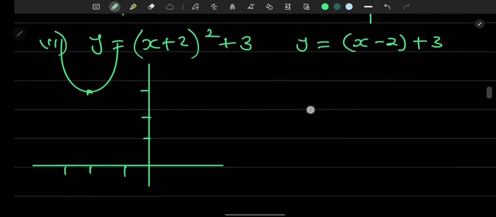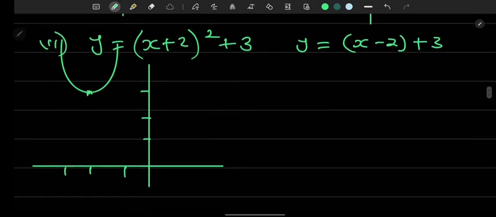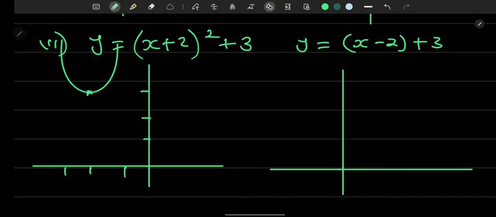Okay, so for the other one where we have y equals x minus 2 squared plus 3, this is 2 units to the right and 3 units above the x-axis. So for that we have 1, 2, 1, 2, 3. So don't forget the vertex here is 2, 3.